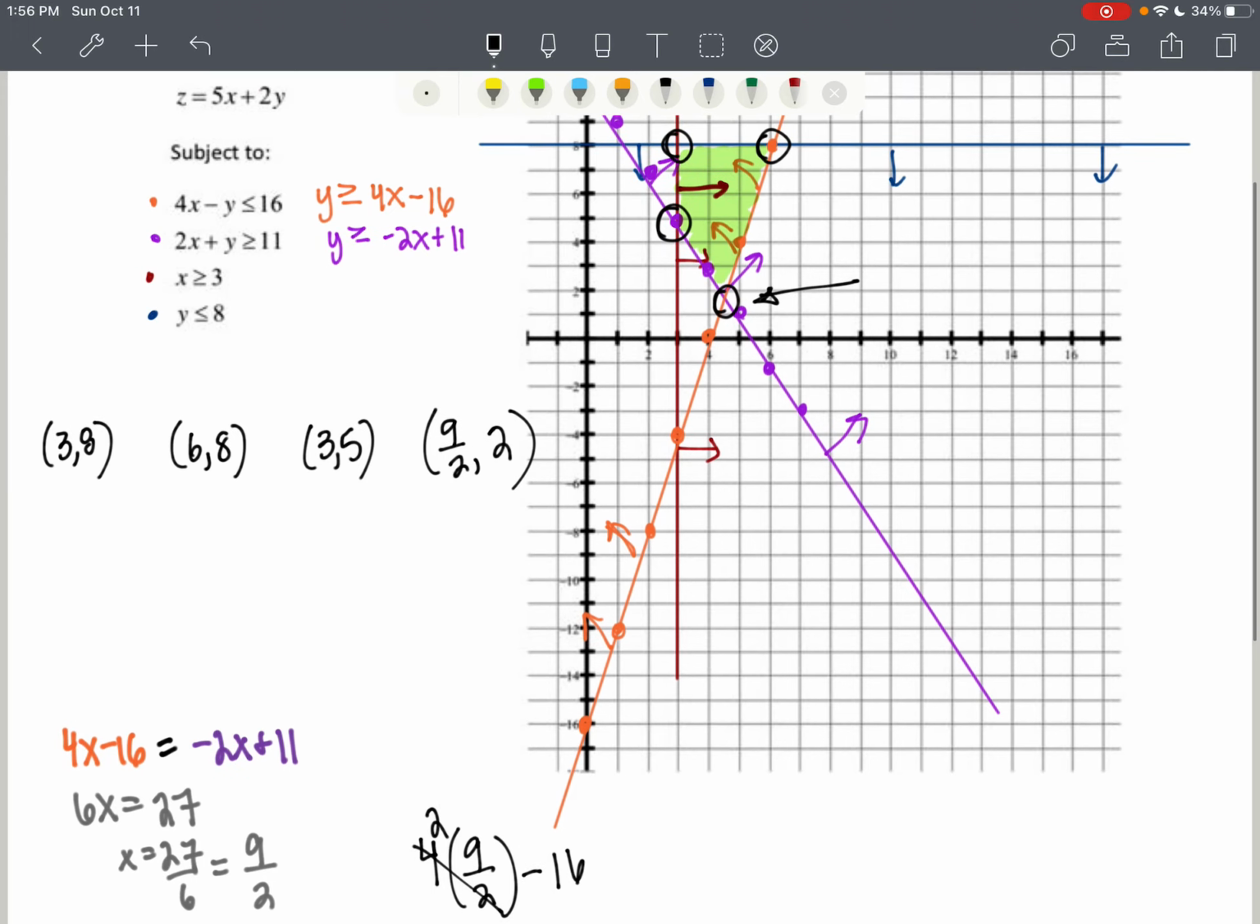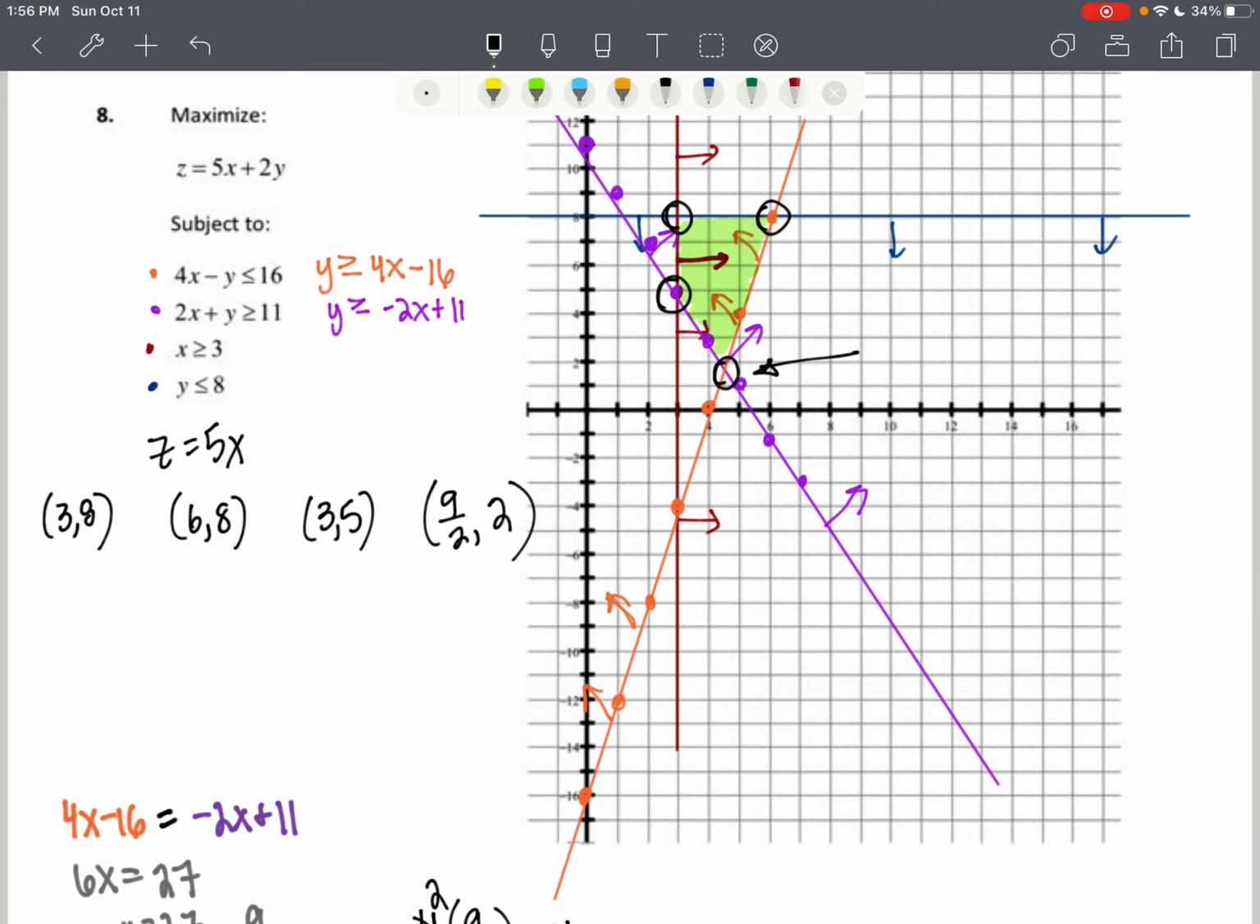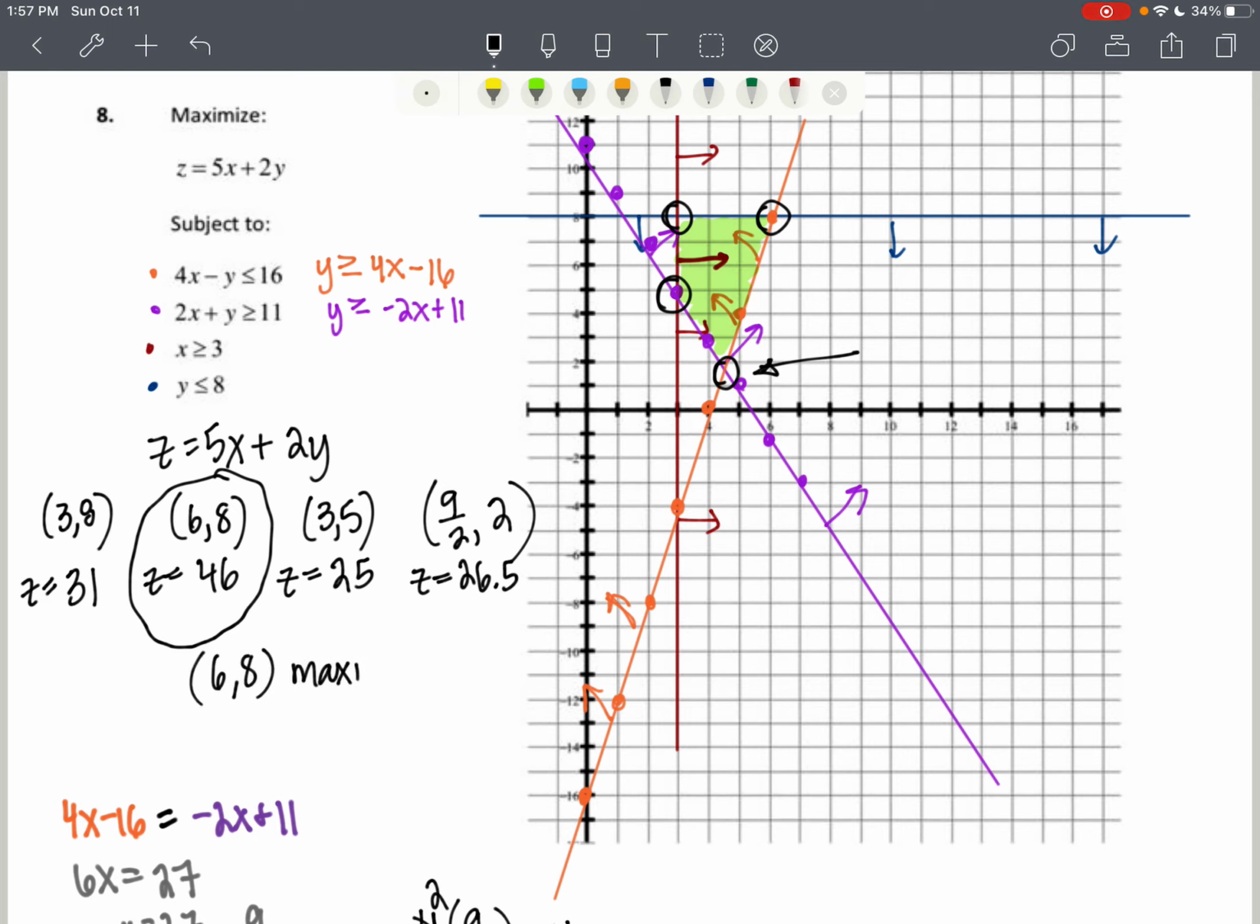But now we have to take these ordered pairs and see which ones maximize the objective function z equals 5x plus 2y. So we're going to put 3 and 8 in for x and y. You've done this over and over and over, so maybe press pause, come up with the answers, because you can see that I am just giving you values. I got z equals 46, 15 and 10 is 25, and 9 halves, comma 2, that's going to give me 26.5. So we're maximizing, bingo, 6, 8 is the ordered pair that maximizes our function, so that the max is equal to 46.